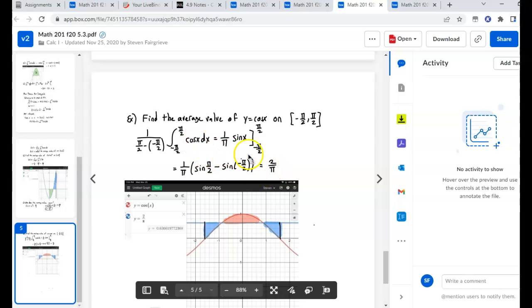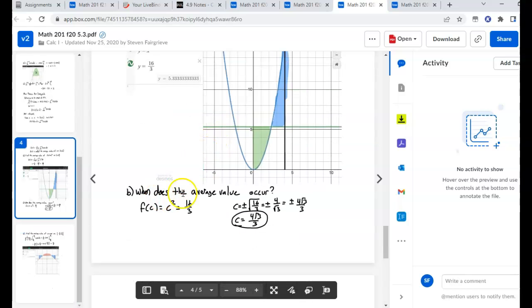All right, when is cosine x equal to 2 over pi? We're going to do the inverse cosine. Here we have the graph, so we get the points there. But basically, you'll be asked about average value, or as we did in this example, not just find out what the average value is, but when does it actually occur? When does the function take on the average value?